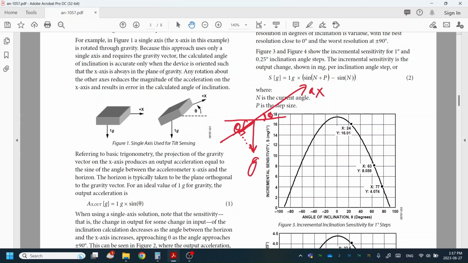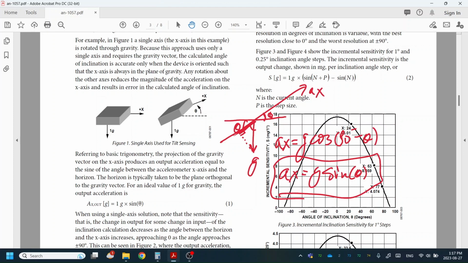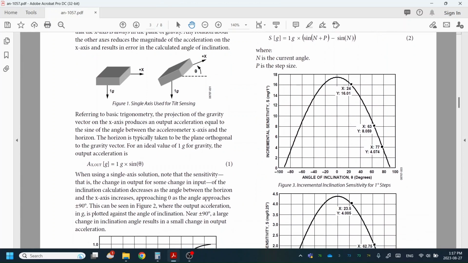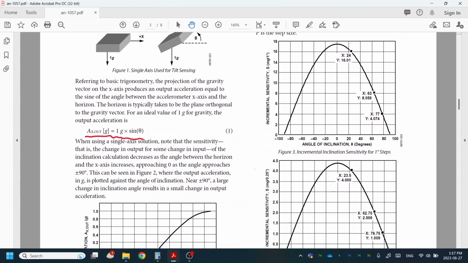So basically, we are trying to decide this vector here. So AX equals G times cosine of this angle, right? So it's 90 degrees minus theta, which is G sin theta. Okay, this is the whole principle of using gravity to measure tilt angles. So that's what we have here: AX equals G times sine theta, the tilt angle.